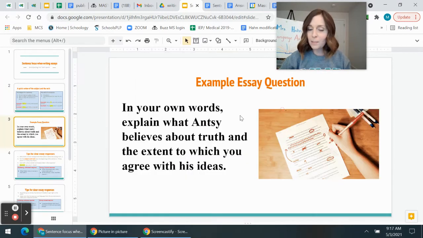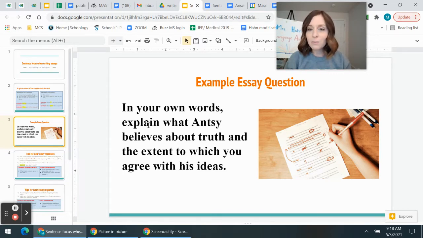Now, let's look at an example essay question and talk about how we would begin responding to this if this is an essay question on a test. This essay question comes from a test for the book The Schwa Was Here. If you're an 8th grader, maybe you read that last year, maybe you didn't. If you're a 7th grader, maybe you read it this year, maybe you didn't. But this is a common 7th grade book called The Schwa Was Here.